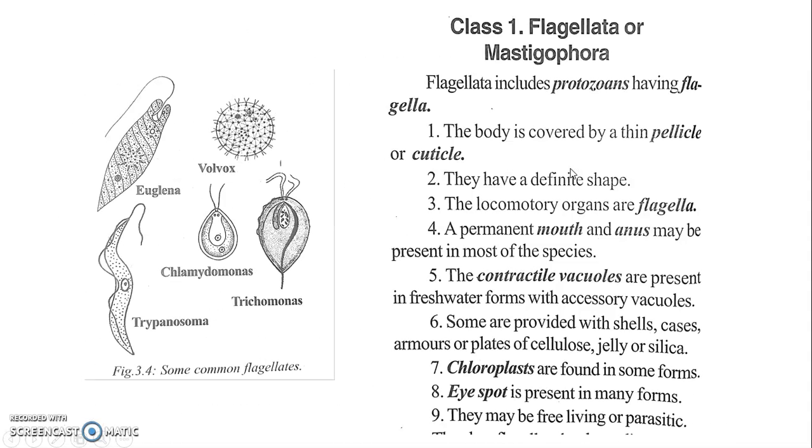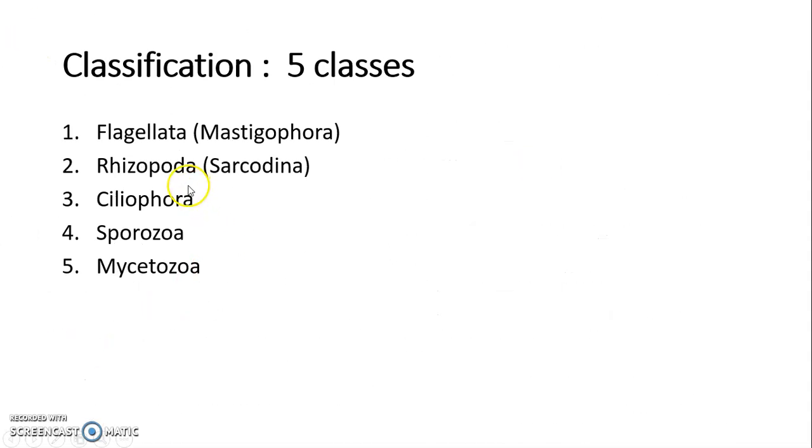That's it. Protozoa has 5 classes: Flagellata, also called Mastigophora; Rhizopoda or Sarcodina; Ciliophora or Ciliata; Sporozoa; and Mycetozoa. Flagellata have flagella as locomotory organs. Rhizopoda have pseudopodia. Ciliophora have cilia. Sporozoa produce spores. Mycetozoa is a multinucleated organism.